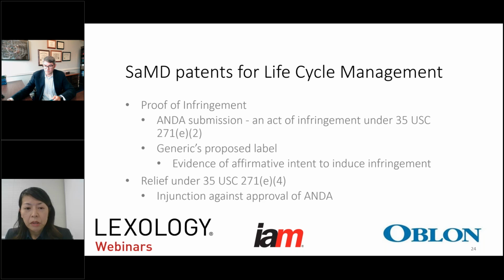In terms of the relief, the statute provides that there is an injunction possible against the approval of the ANDA. So if there's no approval, the generic pharma cannot bring the generic copy of the product. So you can stop the market entry based on the induced infringement if you're successful.